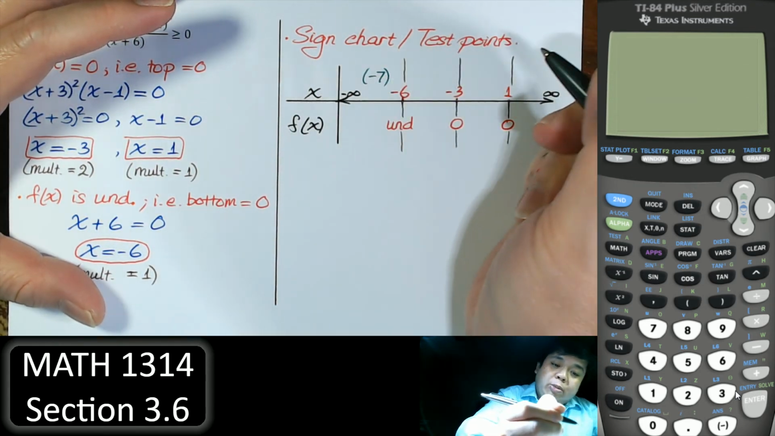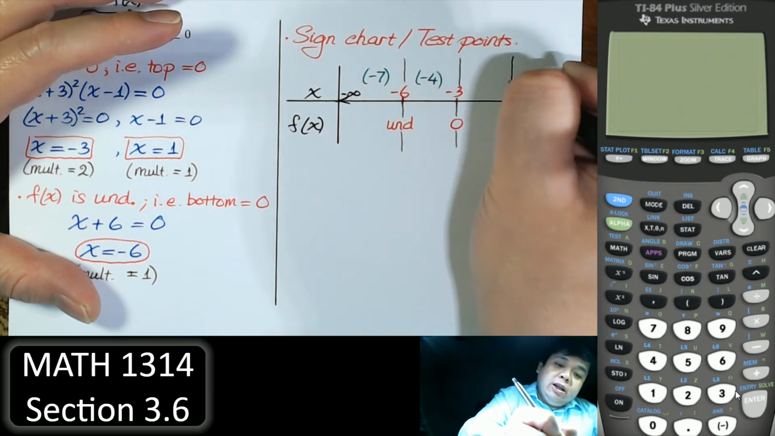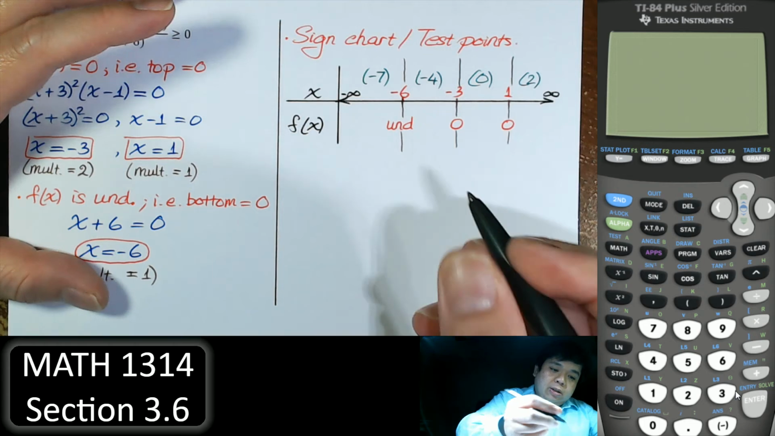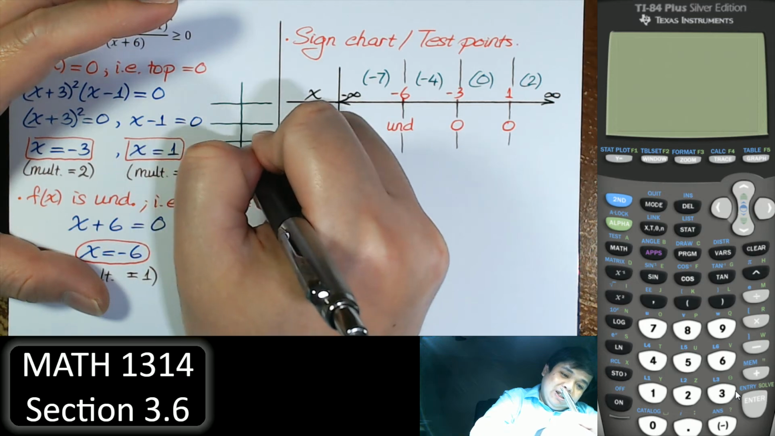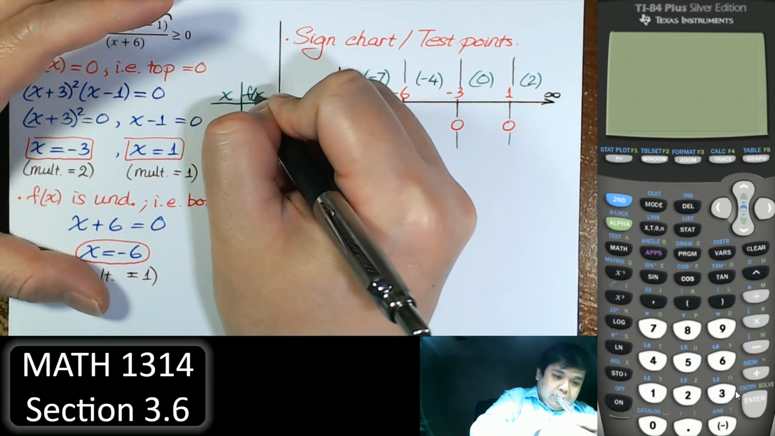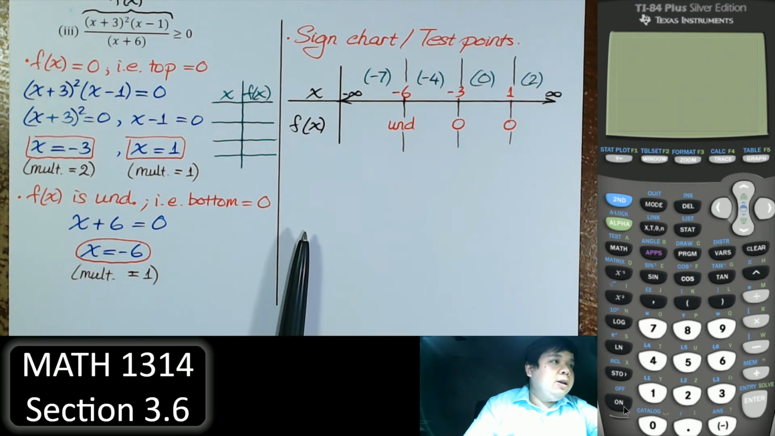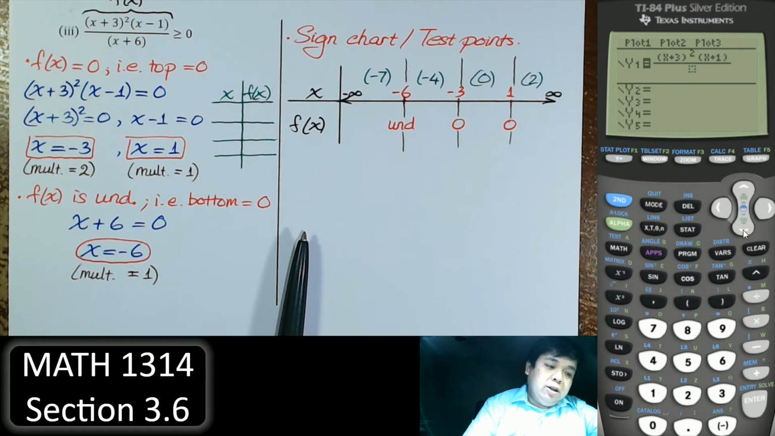Right, this point. Negative 7 here will be good. Negative 4 here, 0 and 2. I said it is a good habit to write down everything. Right, we have x plus 3 squared times x plus 1 over x plus 6. Right, get the values.